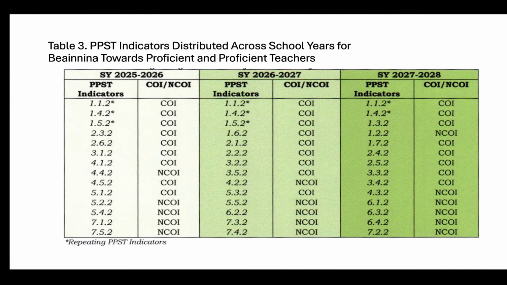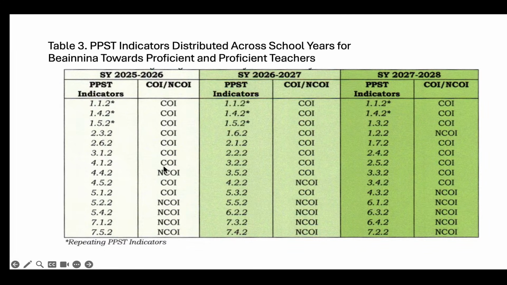So, PPST indicators: if you see green, it means this is for teachers at beginning toward proficient and proficient levels. As you can see here, there are 14 indicators for Teacher 1 to 6 for 2025. Then notice how many non-classroom observable indicators. Just to give you an overview, there are 9 classroom observation indicators: 1, 2, 3, 4, 5, 6, 7, 8, 9. And there are 5 non-classroom observable indicators for school year 2025-2026.